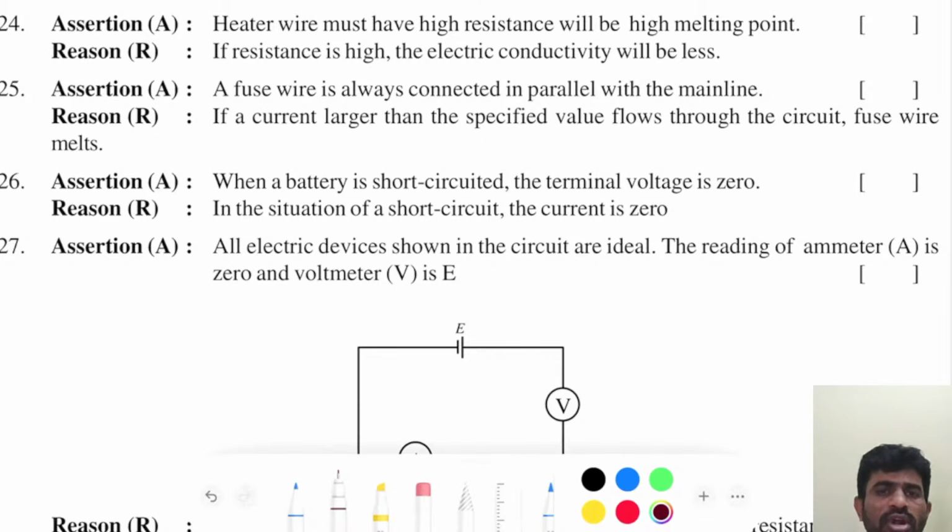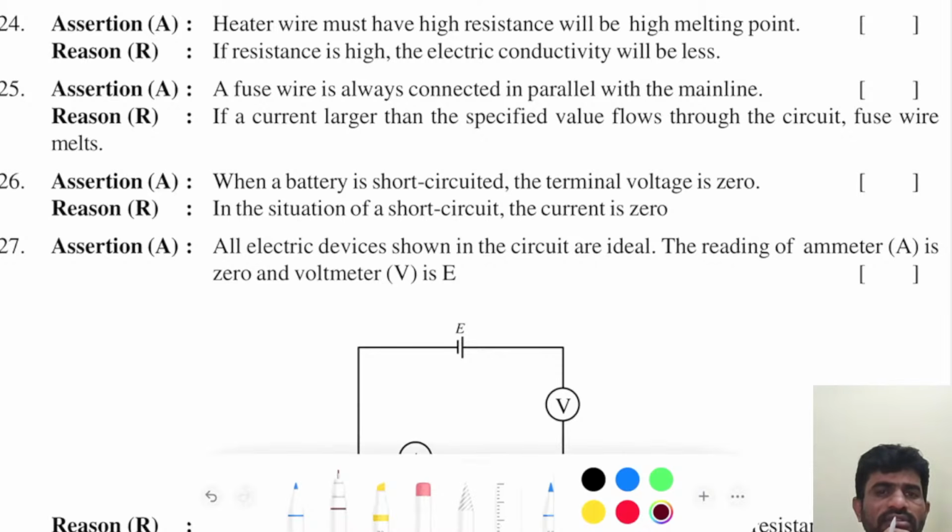Question 26. When a battery is short circuited, the terminal voltage is 0. In the situation of short circuit, the current is 0. Here assertion is true, reason is false, because terminal voltage is 0, but the current will be high. Question number 26, option C is correct.